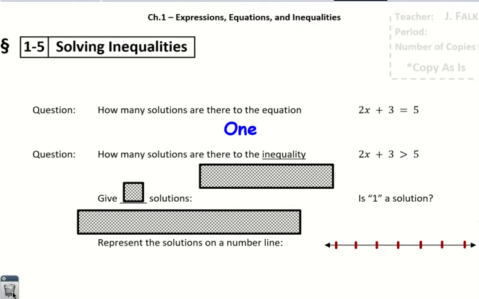As I do this in my head, I believe the solution is 1, that x equals 1. There's one solution, and it's 1.